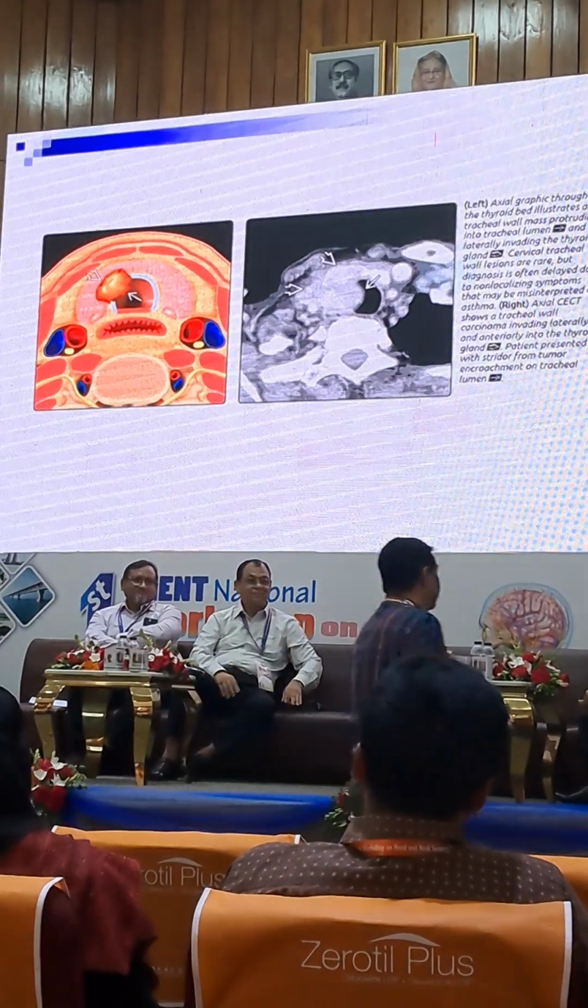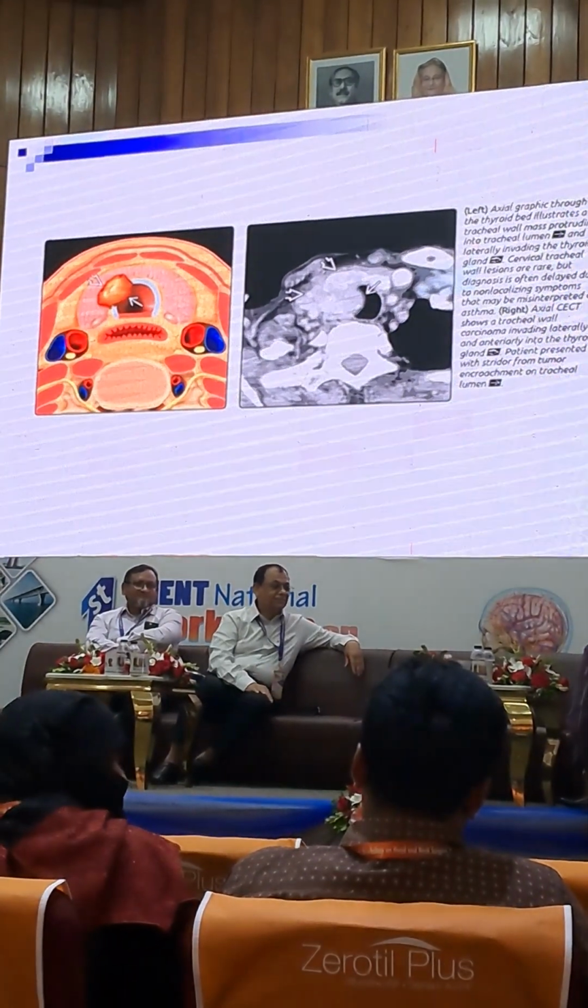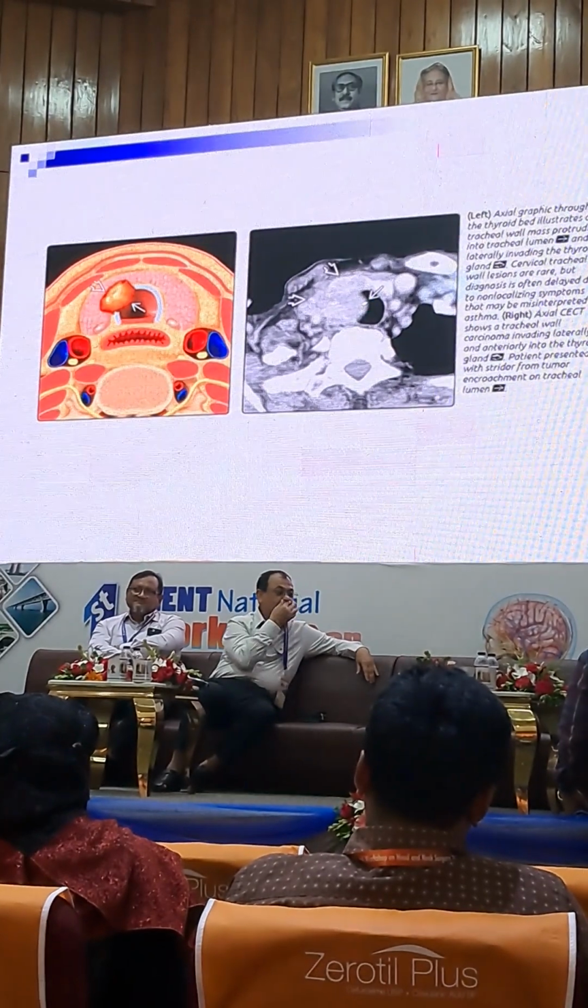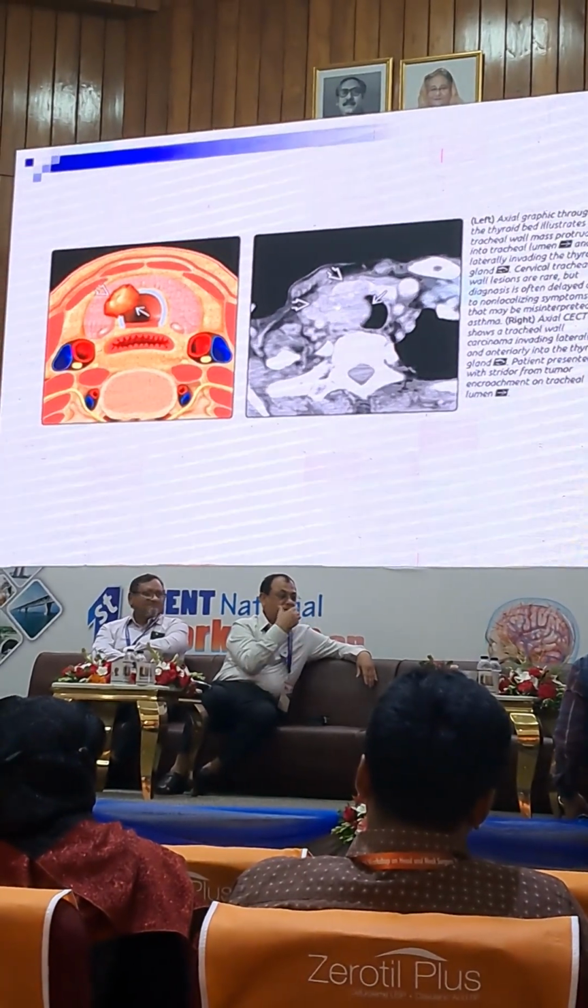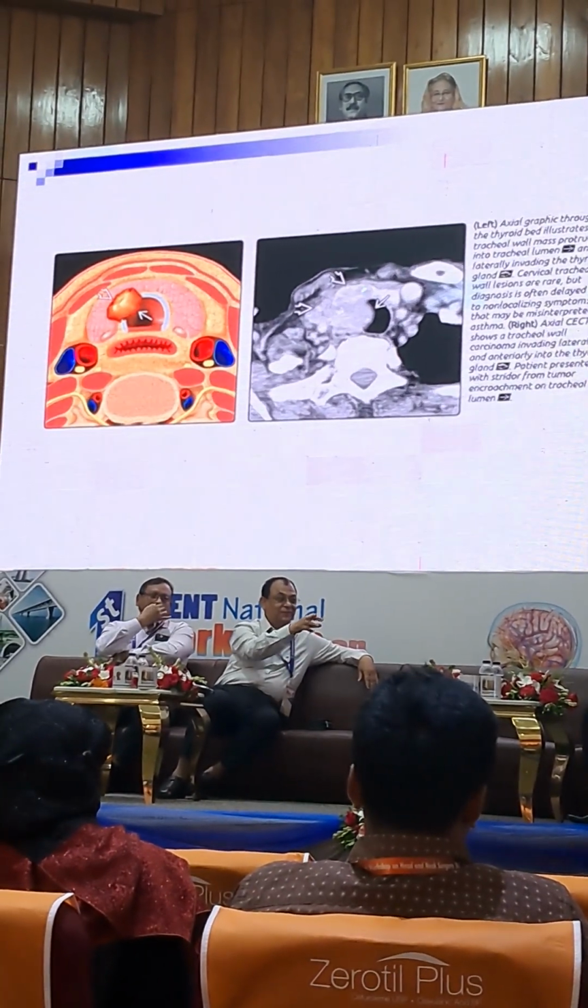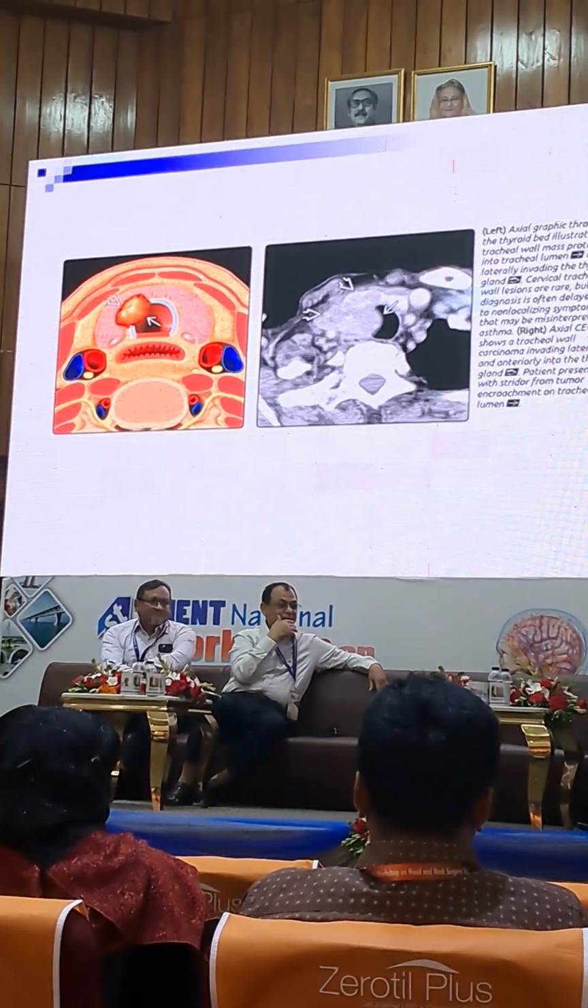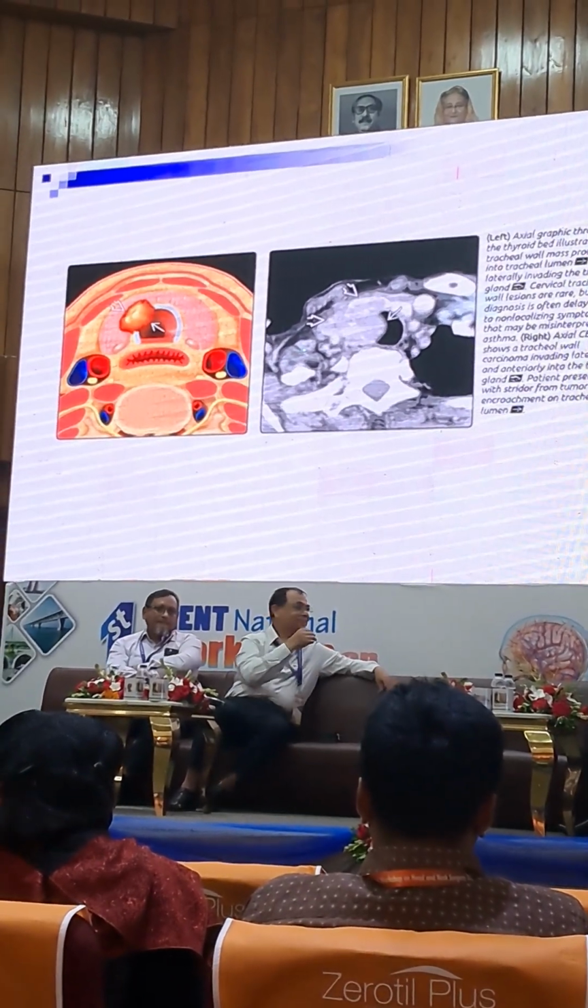Another subglottic mass. We see there is a circumferential tracheal ring. There is a mass in the right side of the tracheal wall. Also, this lesion involves the right lobe of the thyroid gland. There are some necrotic lesions at level 4.